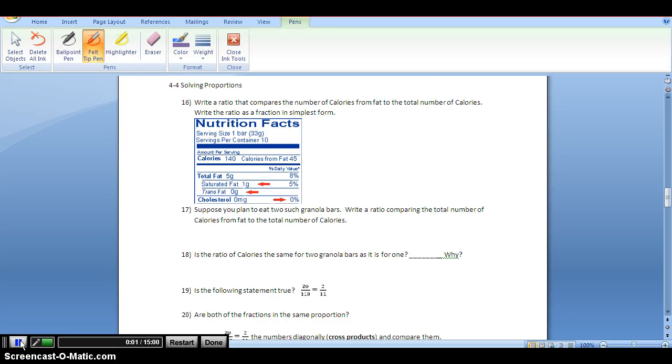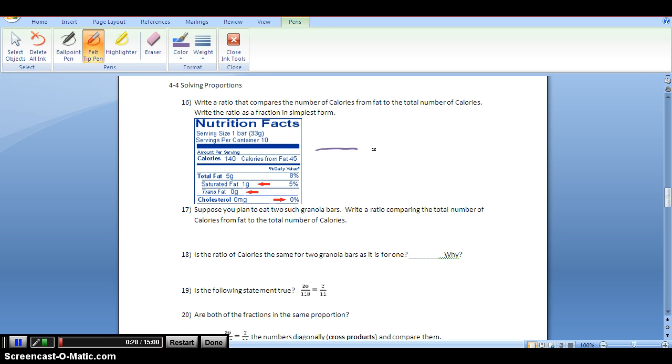All right, on to 4-4 here. And what I want you to do on this first one, number 16 here, is to write a ratio that compares the number of calories from fat to the total number of calories. So a ratio, I want you to express it as a fraction. So put a fraction bar down. Then the top should be the total number of calories from fat, and the bottom should be the total number of calories. Please enter that and then simplify that fraction as much as possible.